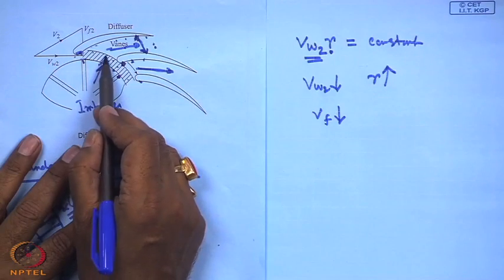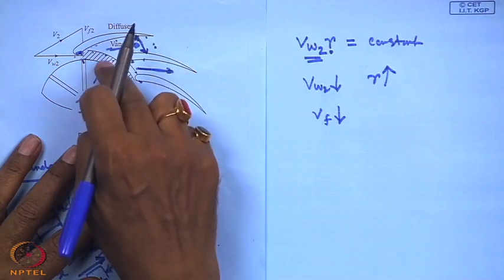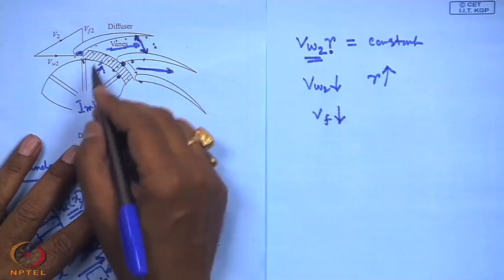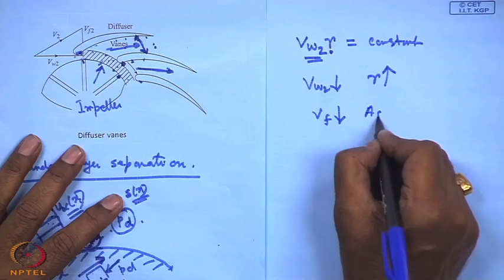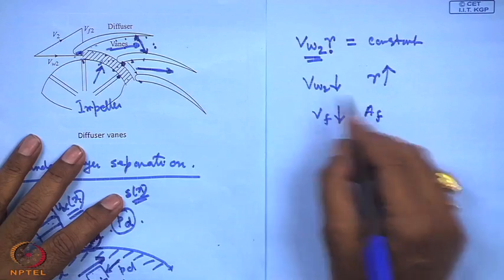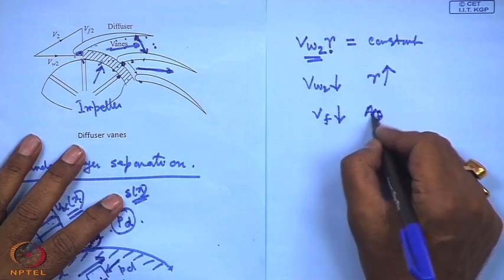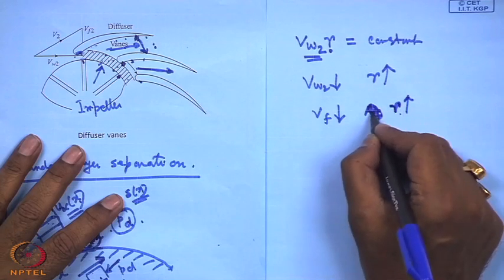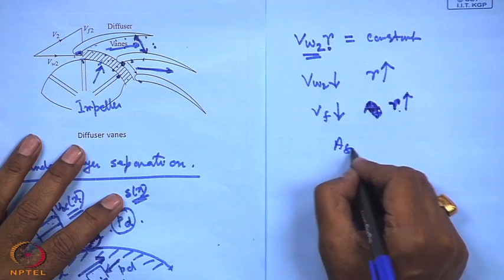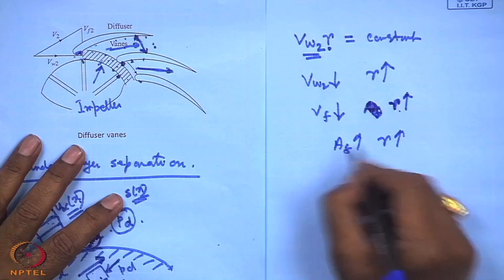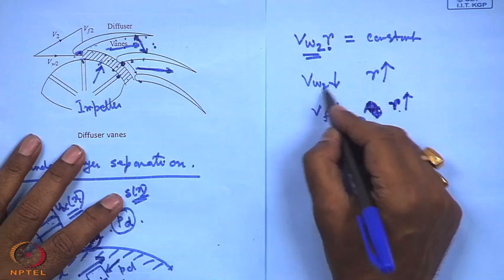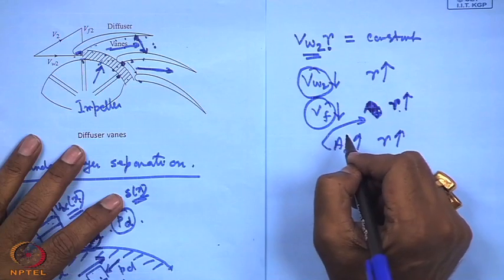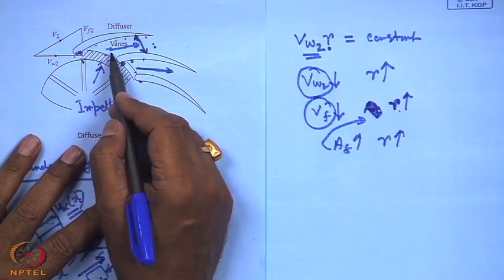This is because with the radius, for a constant depth, that means depth is constant perpendicular to the plane of the figure, the flow area increases with the increase in R. That means AF increases with the increase in R. So, because of that, this takes place. That means both the tangential velocity component and the flow velocity both decrease.